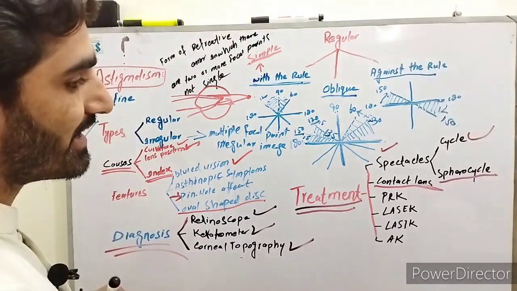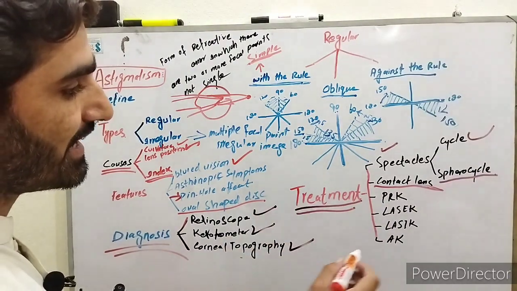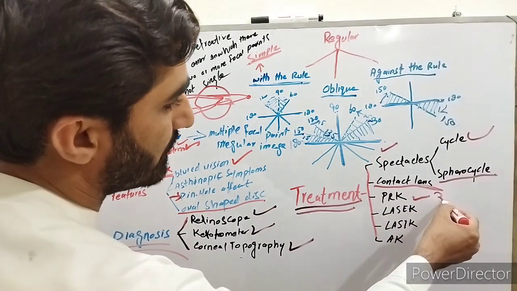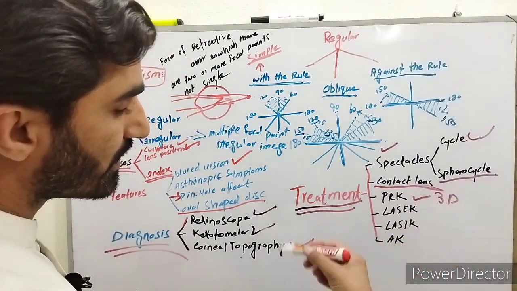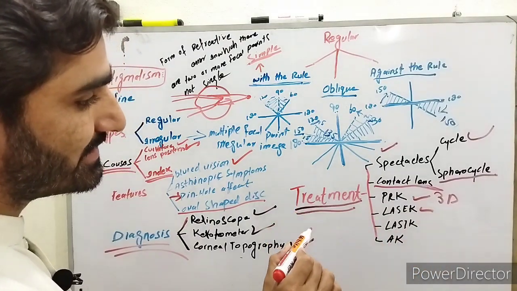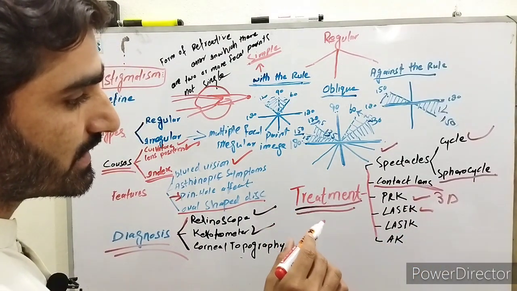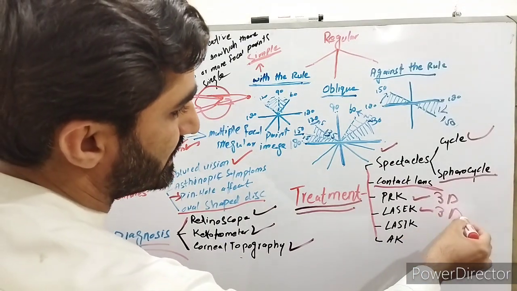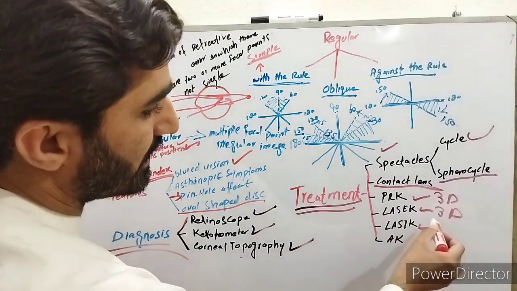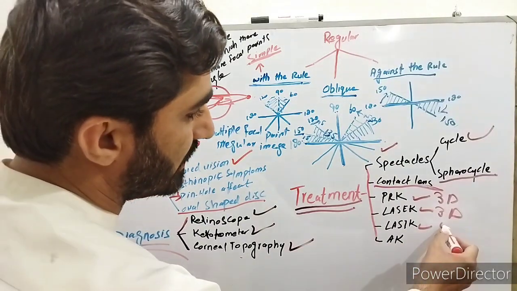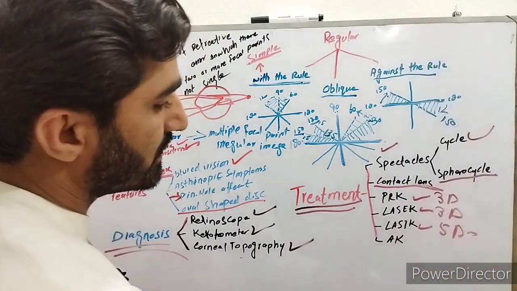PRK, I have already explained PRK, photorefractive keratectomy. This can treat up to 3 diopters. LASEK, laser epithelial keratomileusis. This can also treat up to 3 diopters. LASIK, laser in situ keratomileusis. This can treat up to 5 diopters.